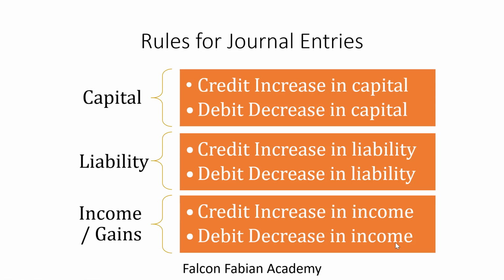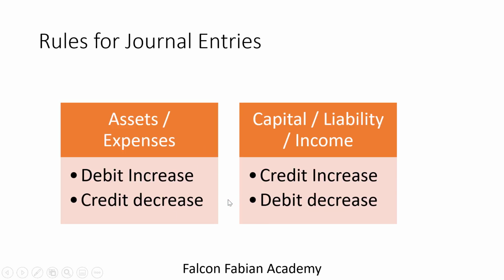So here we've just read the rules. Now we will move ahead, take transactions, identify the two accounts involved, and then apply these rules and record them in the journal. So here I have made this chart. For assets and expenses, whenever there is an increase in them, it needs to be debited. If there is a decrease in assets and expenses, it needs to be credited. Same way for capital, liability, incomes and gains. Whenever there is going to be an increase in these three, you need to credit.